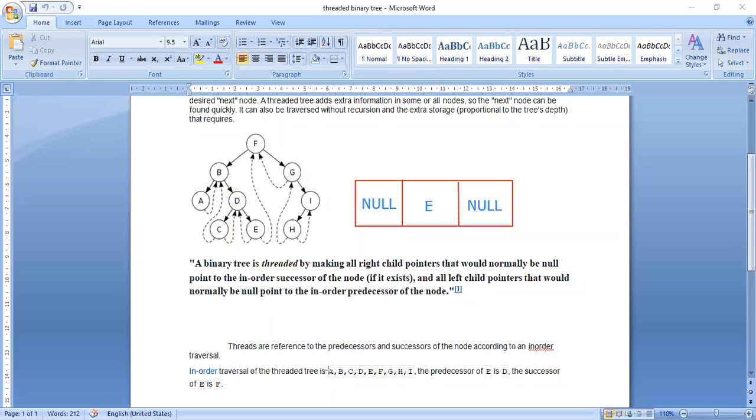So you can see here, the in order traversal is A, B, C, D, E, F, G, H, I. First A, B, next in the subtree again C, D, E, next F. Now come to the right subtree.